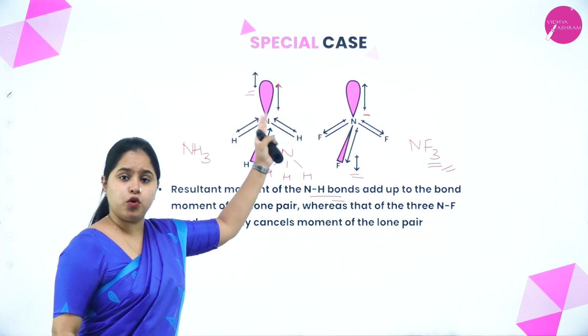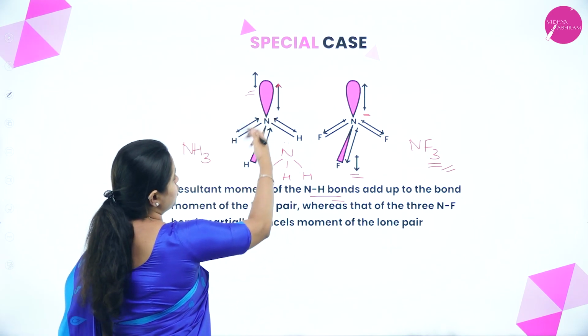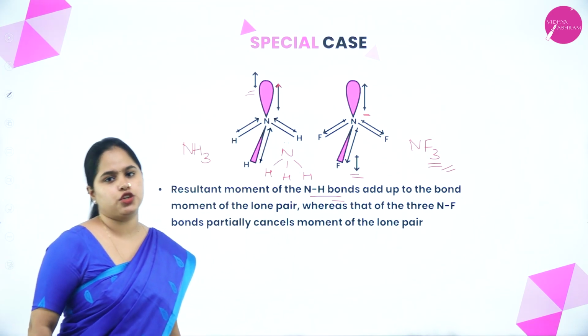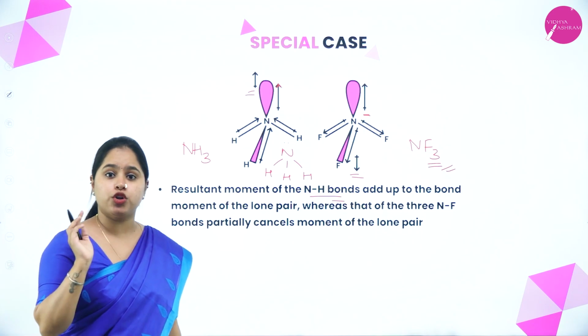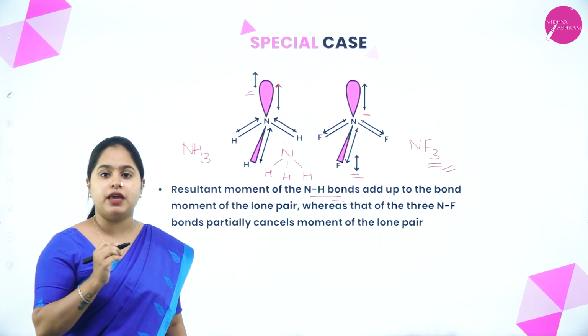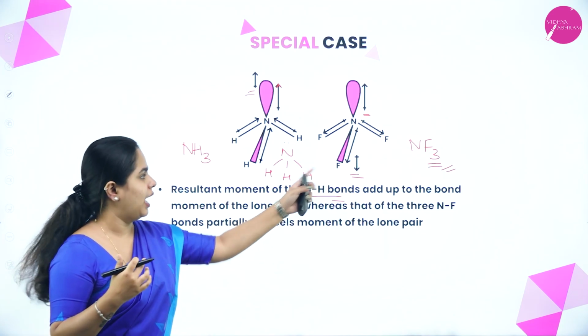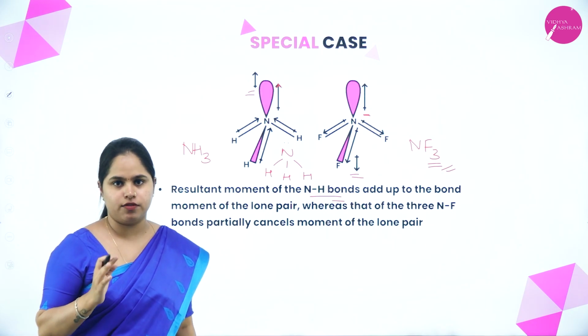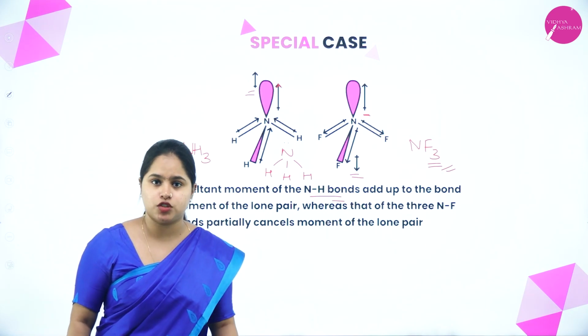So in this case, the dipole moment of the lone pair adds up to the dipole moment of each of these NH bonds. Hence, what you have to remember, ammonia will be having more dipole moment than NF3. It's not the other way. So, I hope this special case is also clear for you.